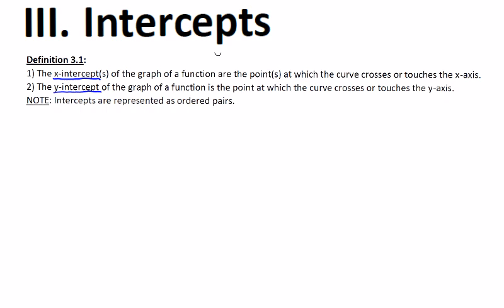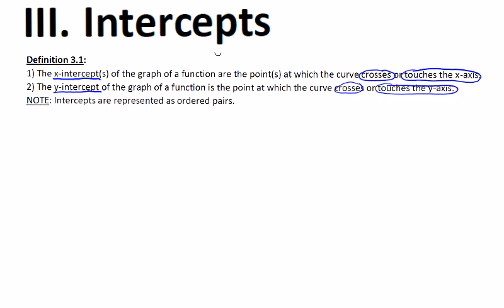So the x-intercepts of the graph of a function are the point or points at which the curve crosses or touches the x-axis. Y-intercepts can be defined in a very similar way. The y-intercept of the graph of a function is the point at which the curve crosses or touches the y-axis.